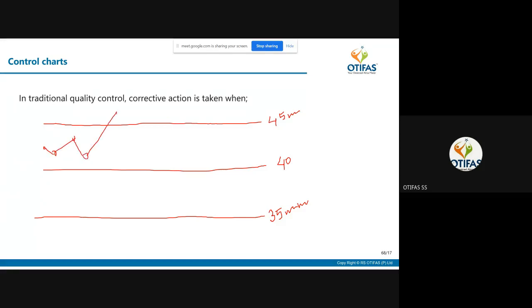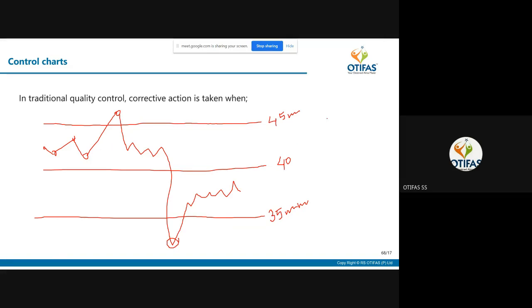Okay? Now, if this crosses here, then they take action. Then everything is fine. Then one day, if it is crossing here, then they take action. So, traditionally, people take action when it is crossing the specification limit. Even today, people think this is a control chart. Even good companies get confused with the control chart. They feel that this is a control chart. Now, this is not a control chart. This is just your specification limit.